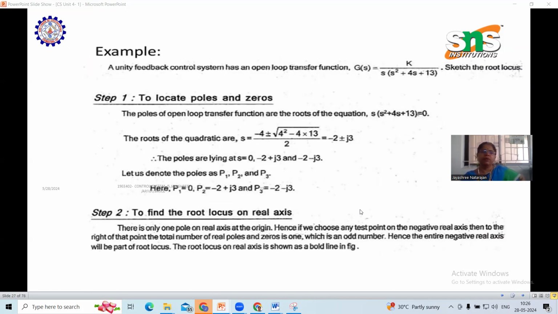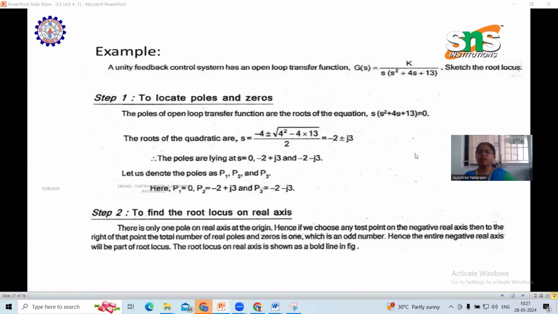That is 0. Hence, if we choose any test point on the negative real axis, then to the right of that point, the total number of real poles and zeros is 1, which is an odd number. Hence, the entire negative real axis will be part of the root locus.